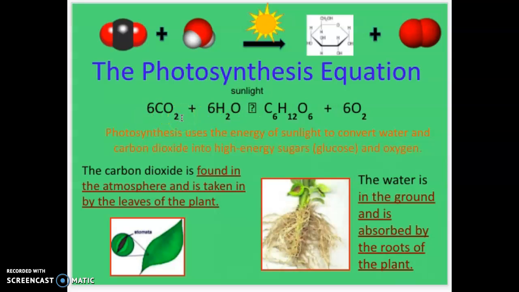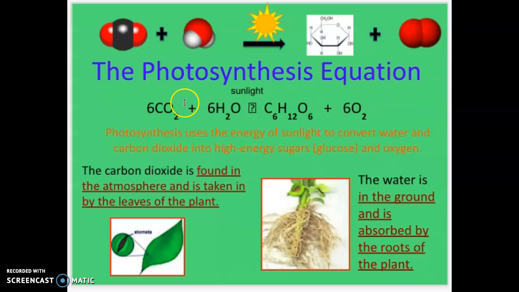Notice this formula is balanced. If we have 6 carbons on this side of the formula, we also have 6 carbons on the other side of the formula. So formulas must stay balanced. Photosynthesis uses the energy of sunlight to convert water and carbon dioxide into high energy sugars and oxygen.